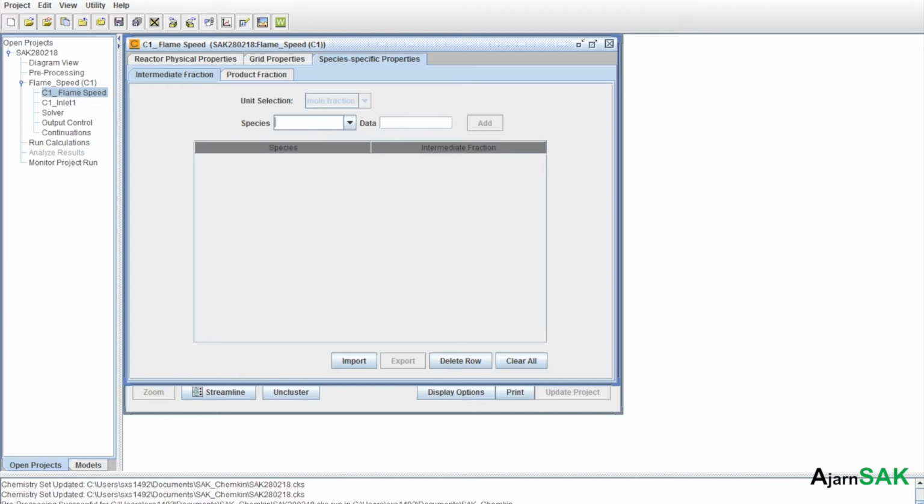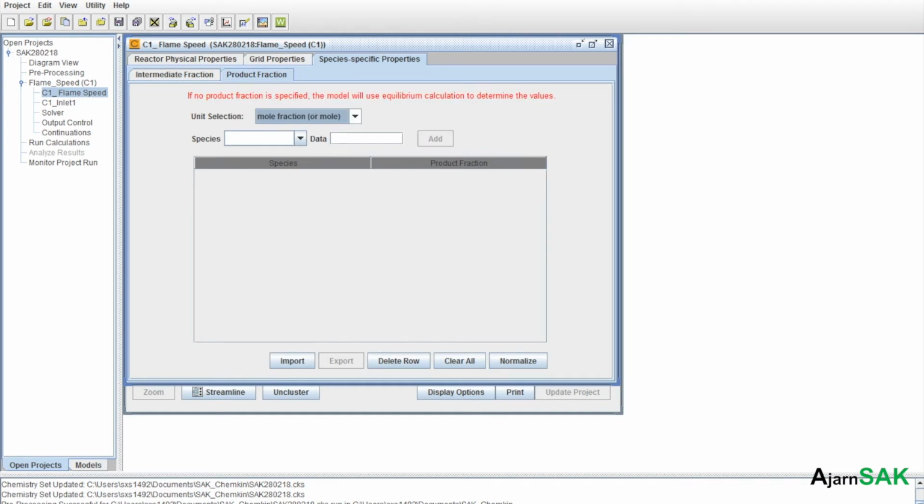So let's go to product fraction. If no product fraction is specified, the model will use equilibrium calculations. So it depends on you. If you say, I'm sure that I have these products at the end, it will adapt the solution based on that. If you don't know what comes out of your reactor, just leave it blank. So let's leave it.